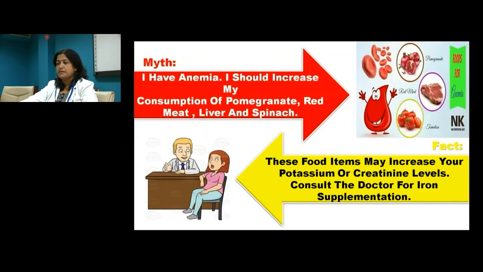The next myth is: I have anemia, so I should increase my consumption of pomegranate, red meat, liver, and spinach. I see in my ward that if somebody is admitted to the kidney disease ward, relatives who come to meet them bring pomegranate, juices, etc., because there is a myth that when they eat it, their hemoglobin level will increase. These food items may increase your potassium or creatinine level. So consult the doctor for iron supplementation and any potassium-related supplement, because that depends totally on your serum potassium or serum iron level.